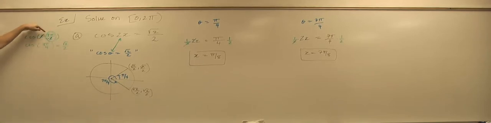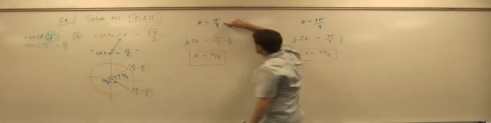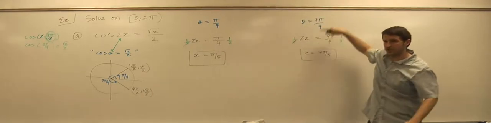Right? It's less than 2 pi. How do I know this is less than 2 pi? If you change it into a mixed number, 8 goes into 9 one and 1/8. Right? So this is less than 2 pi. But it's not accounted for in this strategy.